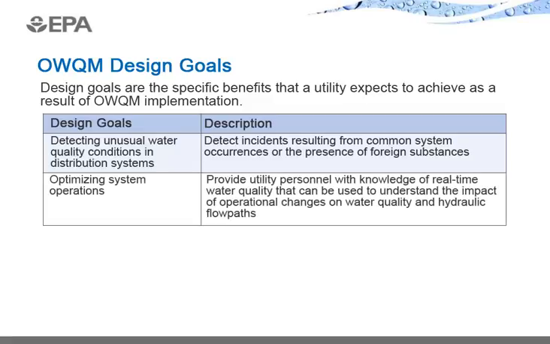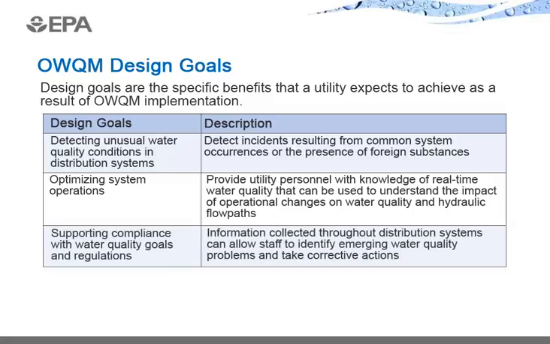Optimizing system operations by providing utility personnel with knowledge of real-time water quality that can be used to understand the impact of operational changes on water quality and hydraulic flow paths. This knowledge can then be used to better manage and operate the distribution system and treatment processes.